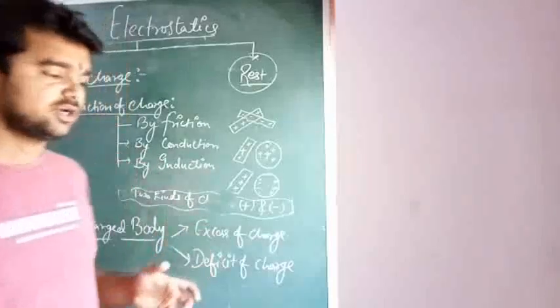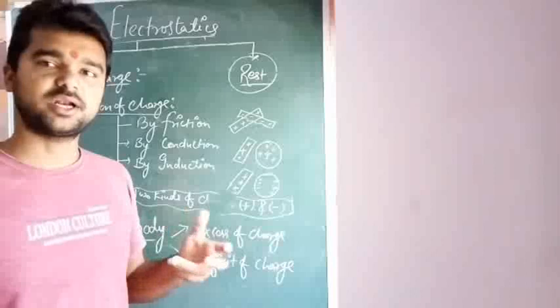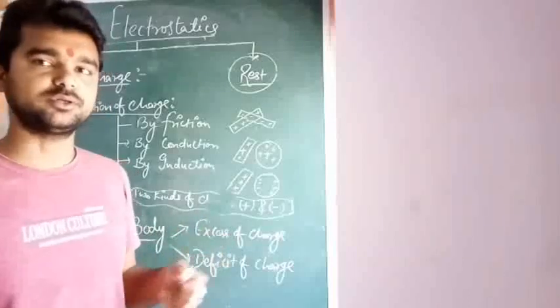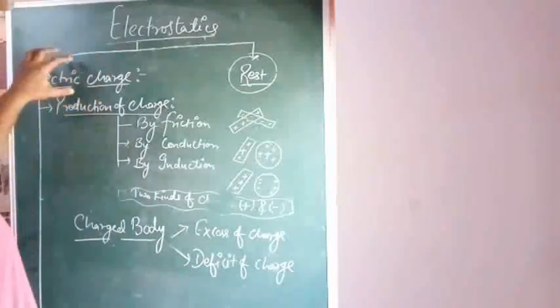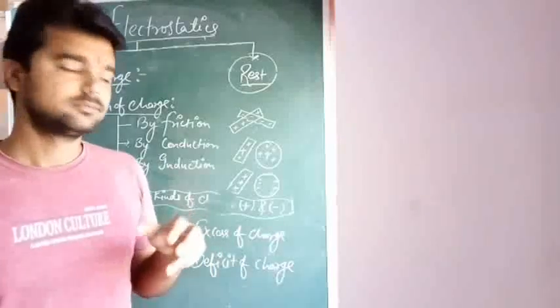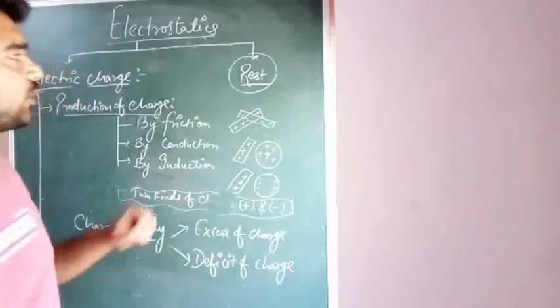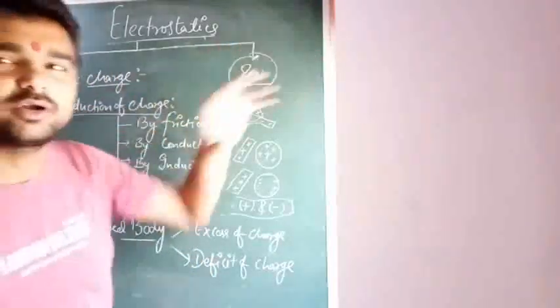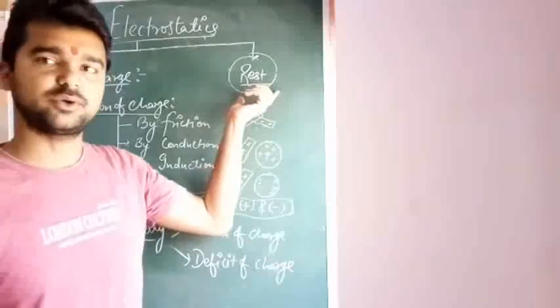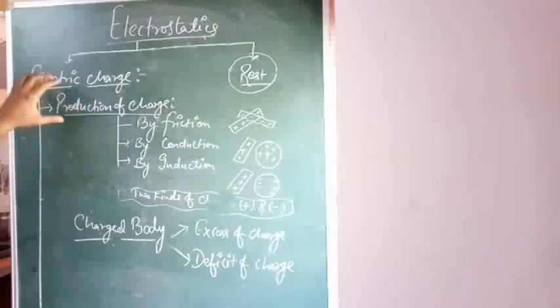Electric charge is the property of matter that influences electric force, field, and potential, etc. Basically, electric charge is the property of matter that influences electric force, field, and potential. The rest of these terms you have already discussed in your previous classes, in mechanics or something like that.